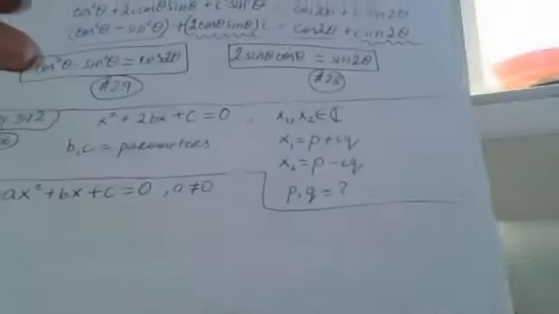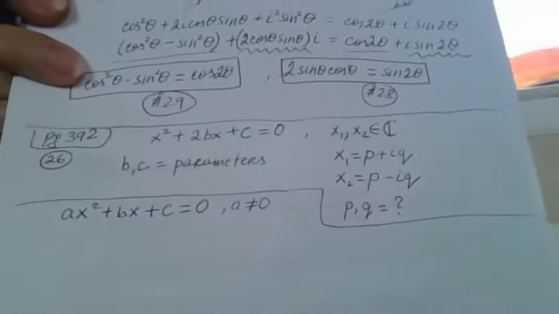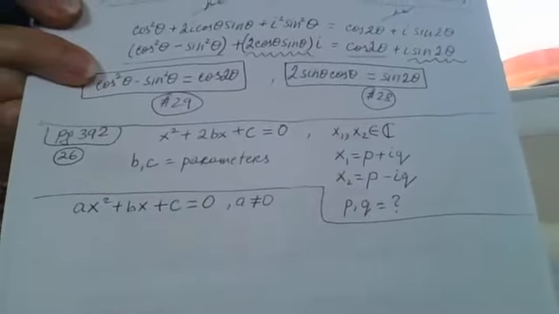I just wrote it down in the form of ax squared plus bx plus c equals 0. Let's say a is the first coefficient, b is the middle coefficient, and c is the last, or numerical term, or constant term. It doesn't matter how we call that. C has 3 different names.